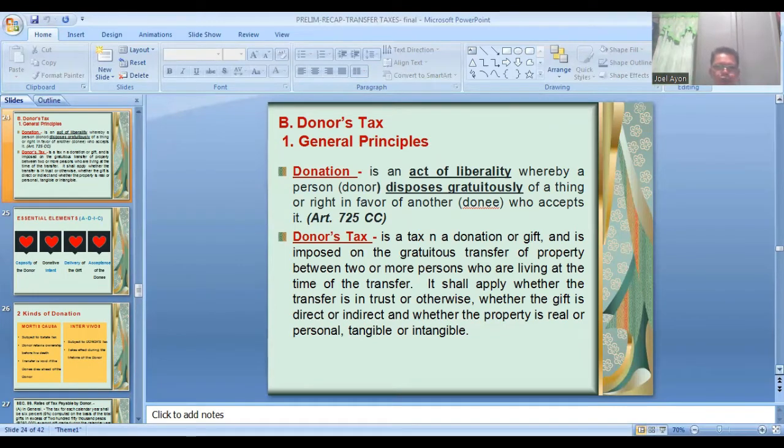Next, what is donor's tax? It is a tax on donation or gift and is imposed on the gratuitous transfer of property between two or more persons who are living at the time of the transfer. It shall apply whether the transfer is in trust or otherwise, whether the gift is direct or indirect, and whether the property is real or personal, tangible or intangible.